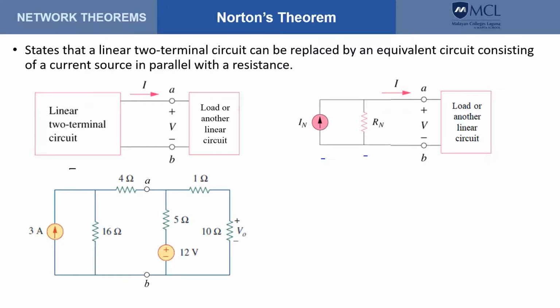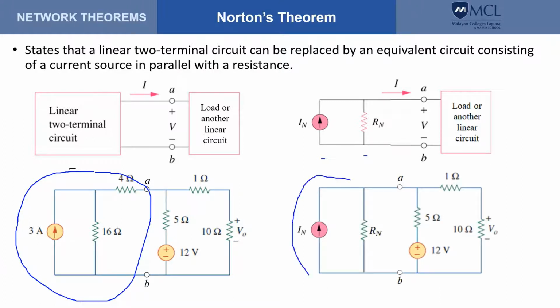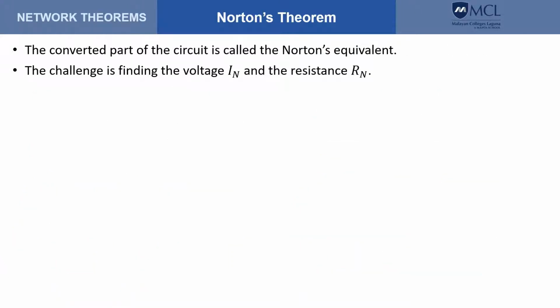So if we have an actual circuit, for example, and we decide that this part here is converted into a Norton's equivalent, that part becomes this one. So the converted part of the circuit is called a Norton's equivalent, and the challenge here is to find the current I sub n and the resistance R sub n.